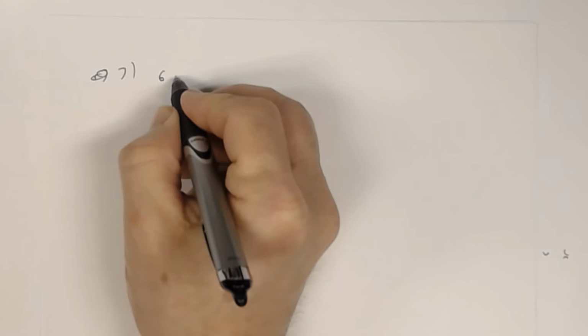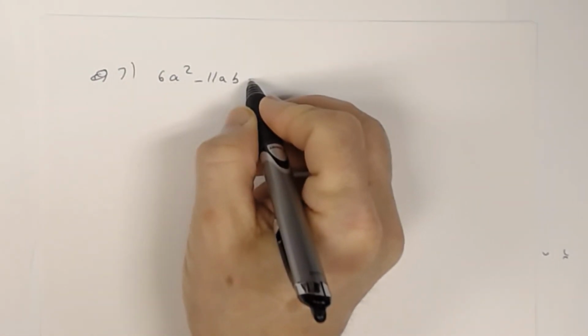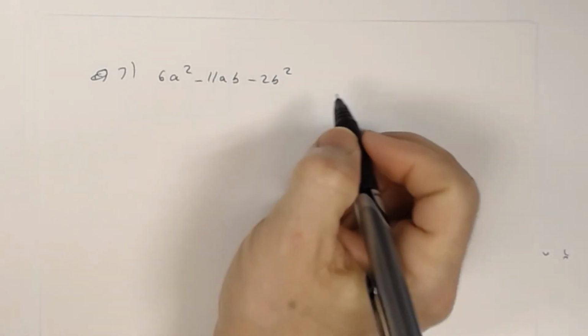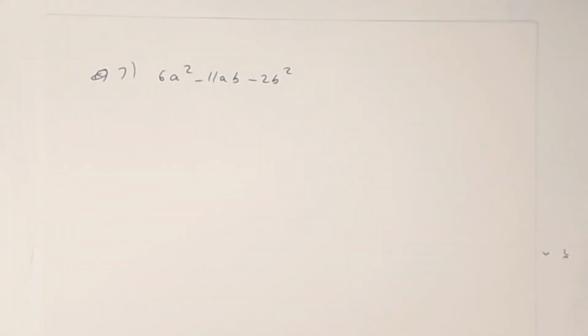6a squared minus 11ab minus 2b squared. All right, so that's where we're going to have two variables. So you got to make sure that when you do your binomials, you have the variables a and b involved.